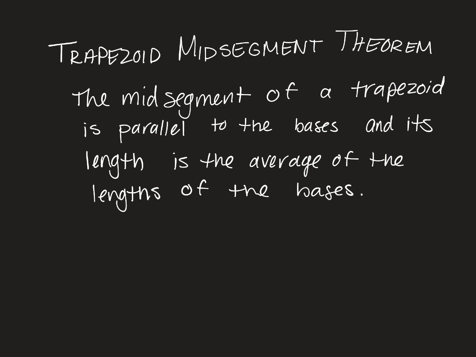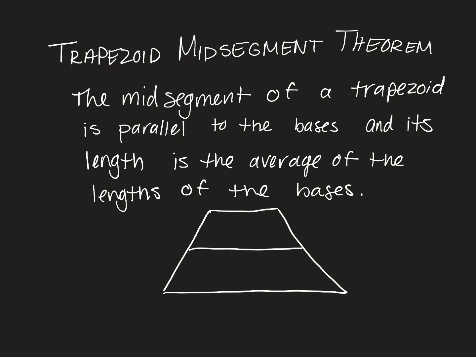All right, so the mid-segment of a trapezoid is parallel to the bases, and its length is the average of the lengths of the bases. So that's a lot of stuff, but let's kind of draw out what it would look like. So I'm drawing a trapezoid. Not necessarily an isosceles trapezoid, any kind of trapezoid. So the mid-segment would be this middle line here. Let me make it blue.